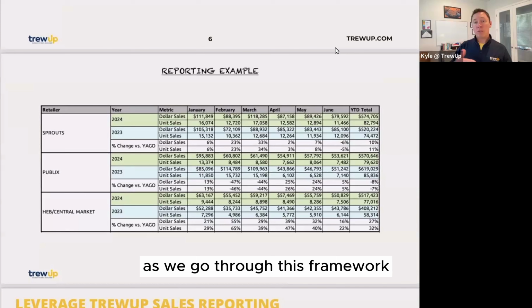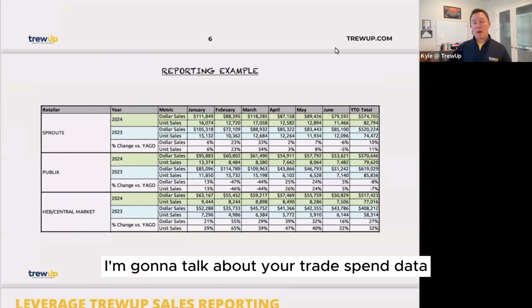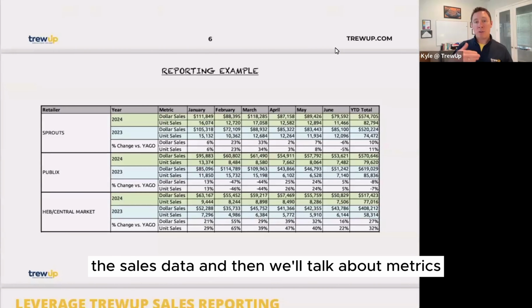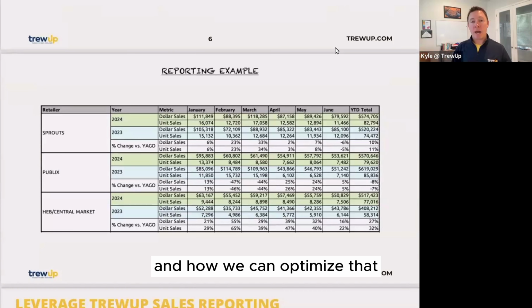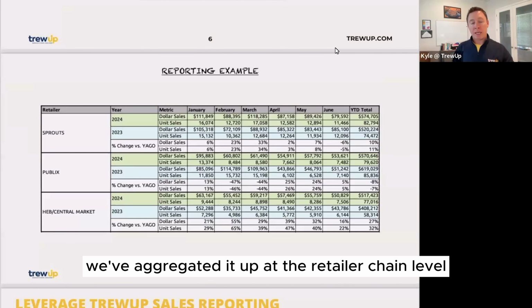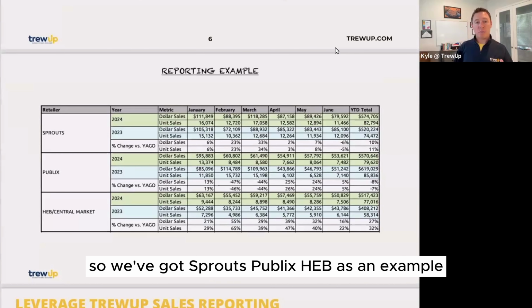And again, as we go through this framework, I'm going to talk about your trade spend data and how you're going to want to bump that against this sales data. And then we'll talk about metrics and how we can optimize that. But back to this example, we've got the retailer. We've aggregated it up at the retailer chain level. So we've got Sprouts, Publix, H-E-B as an example.